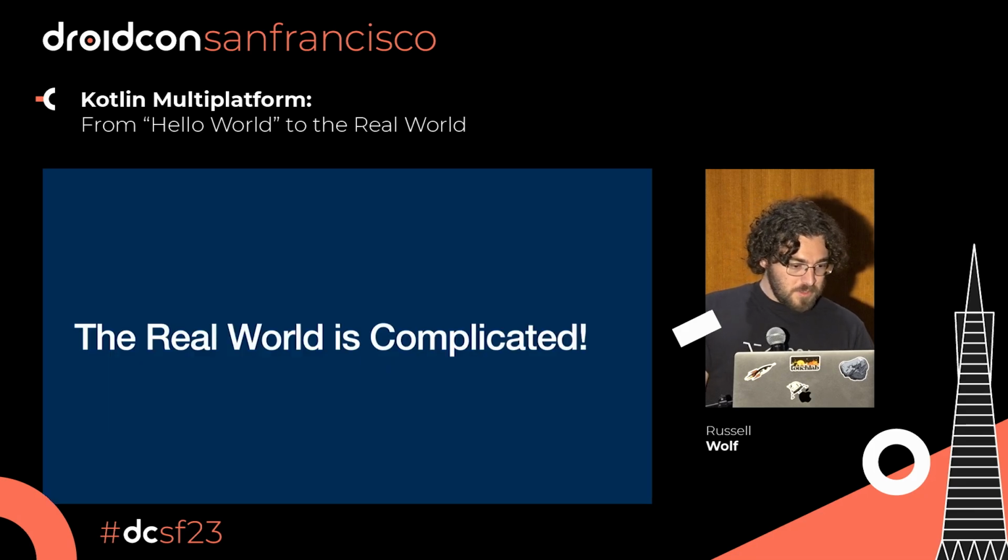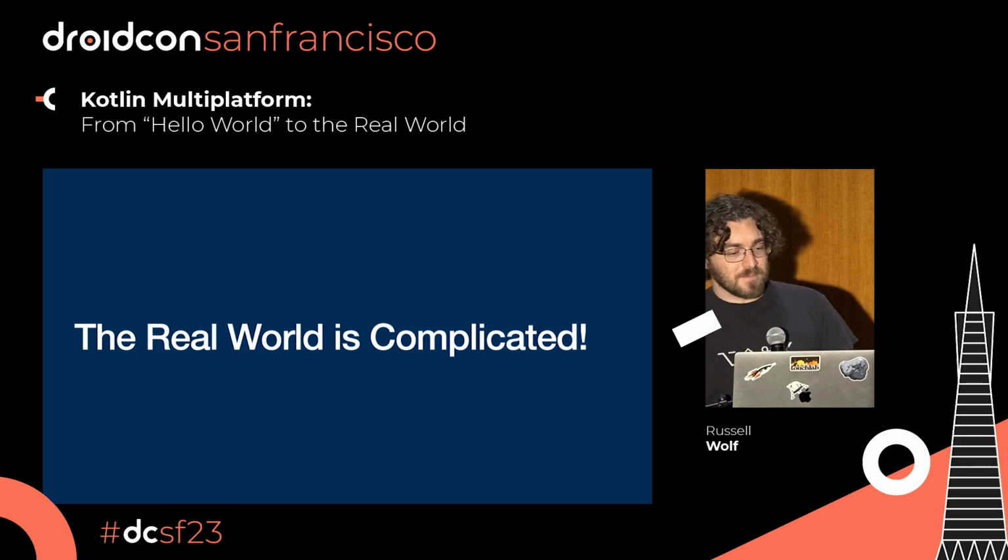So yeah, I'm going to skip this last section because I think I'm about out of time. Just to sum everything up, the world is complicated. There's a lot more going on than you might first think when you're doing a simple Hello World project. Hopefully I've been able to give some insight into some of the more complicated problems that can come up.